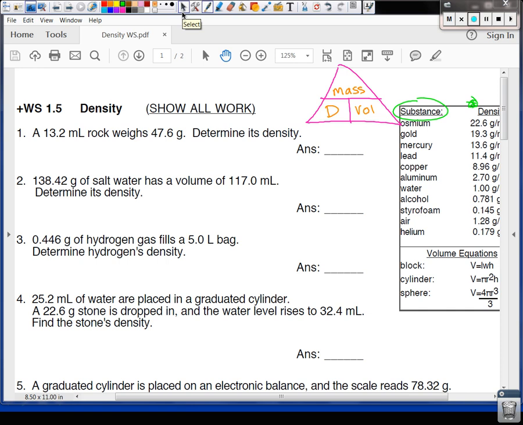So let's look at number one. Okay, a 13.2 milliliter rock weighs 47.6 grams. Determine its density. One of the things that I have learned over the years of teaching is that students don't know how to read the question. Now, this is really simple. This is straightforward. But when you guys get on the more challenging test and you get on the ACT, you don't know what the question is asking you to solve for. So understanding what they need as an answer is very crucial.